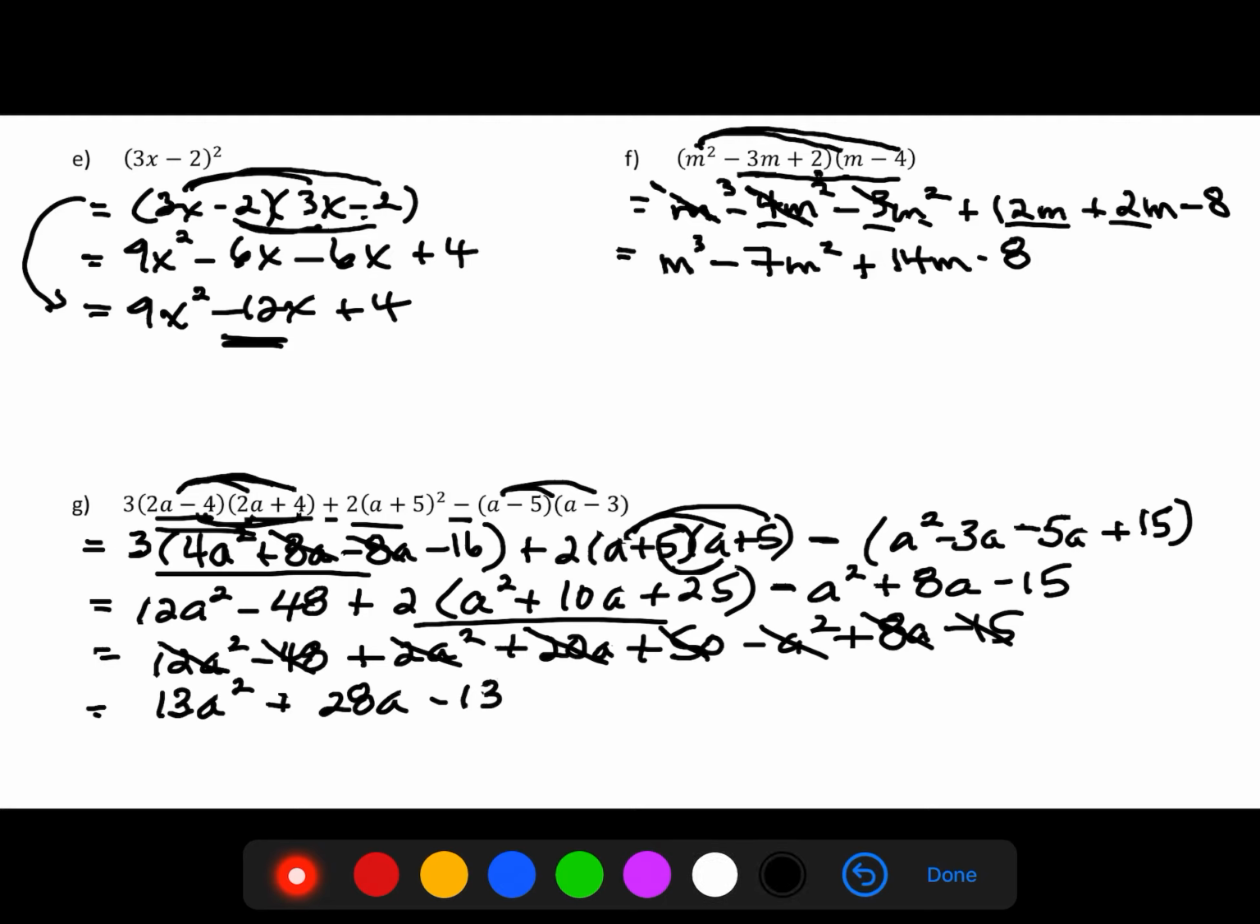Okay, so again, simplifying our polynomials. You have some questions on your worksheet to practice and refamiliarize yourself with these processes.